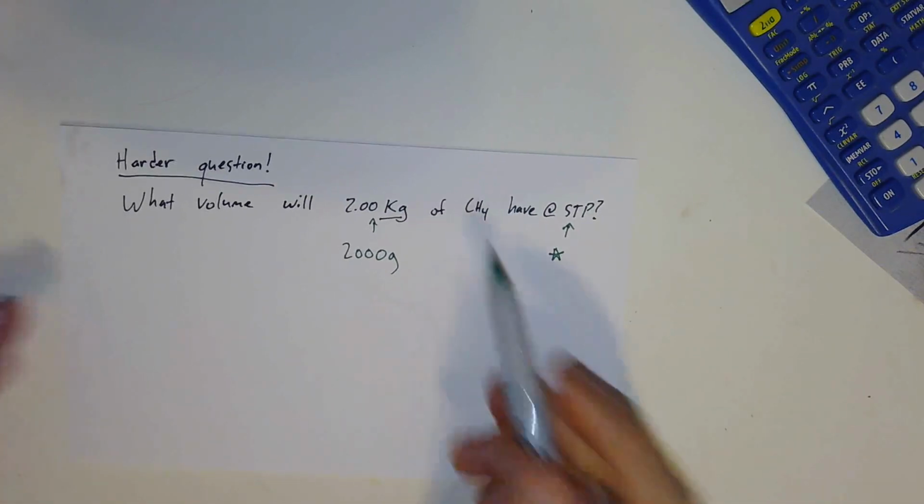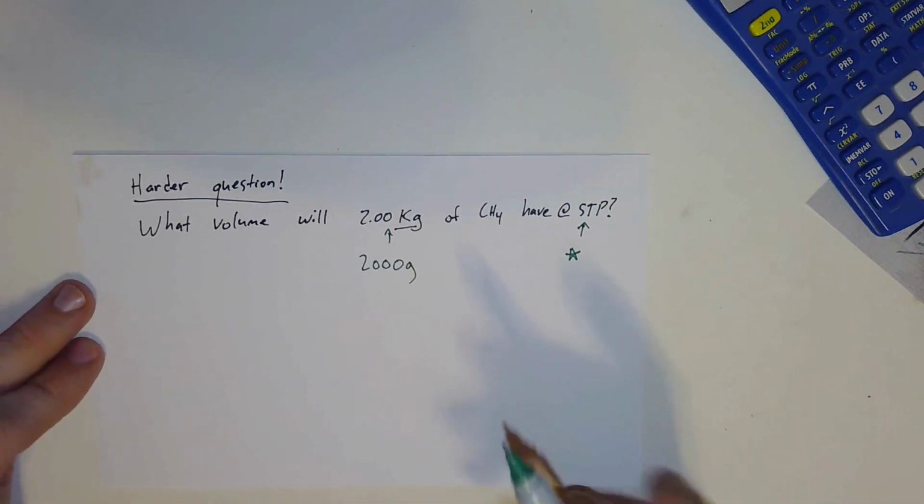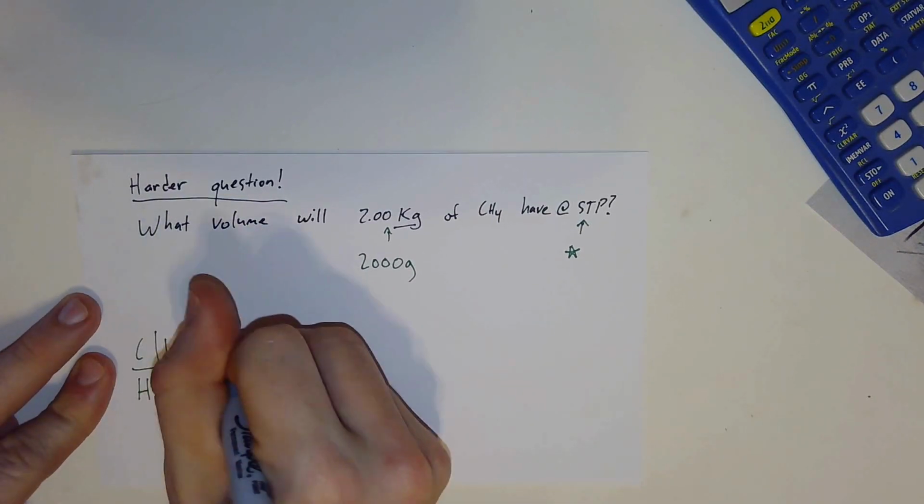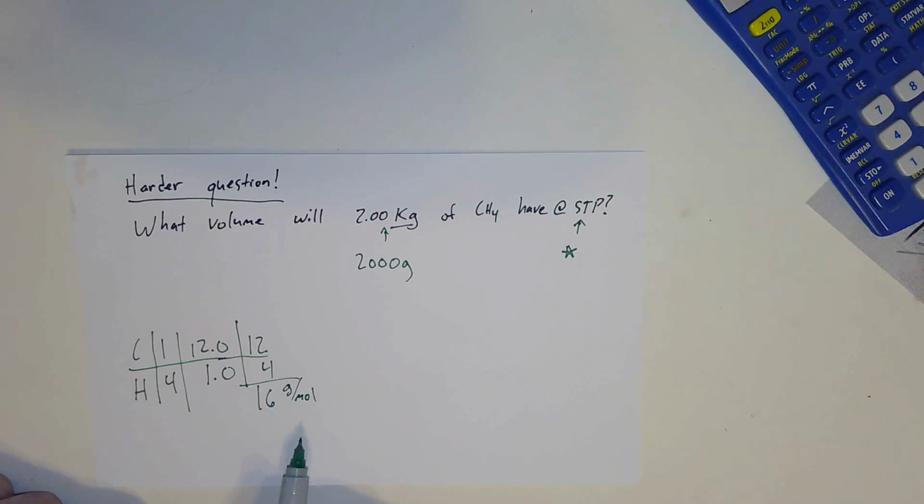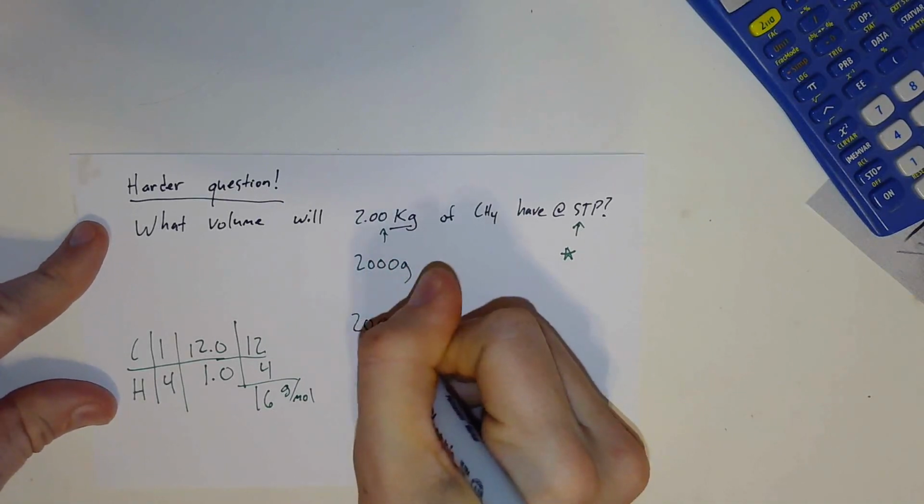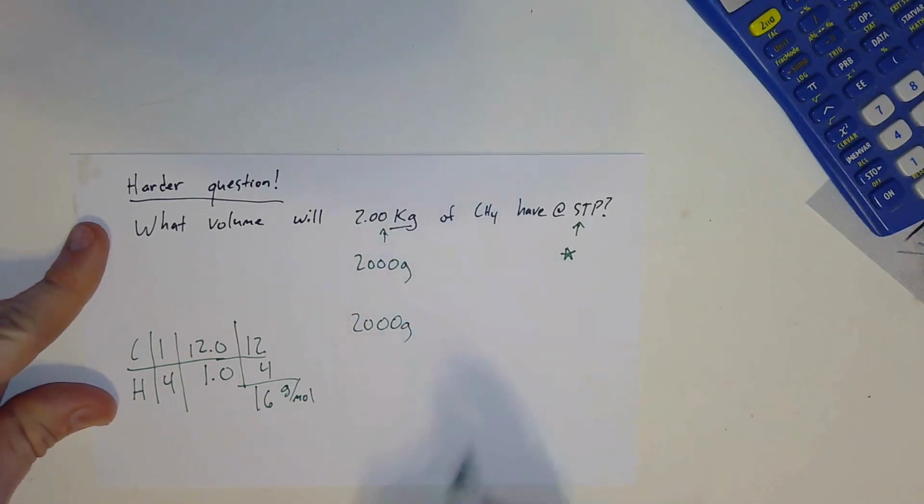So I need to find the molar mass of methane, if I didn't know that off the top of my head, which is 16, but let's prove that. So I've got the molar mass here. So I'm going to take my known grams on the top. Where's it go again?